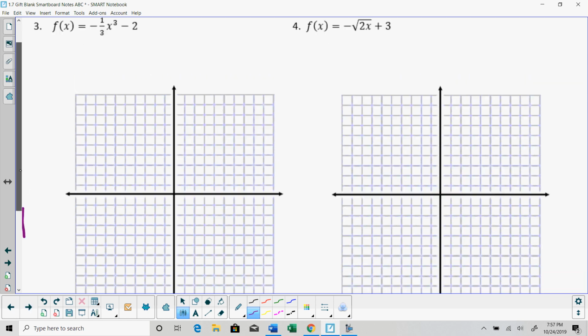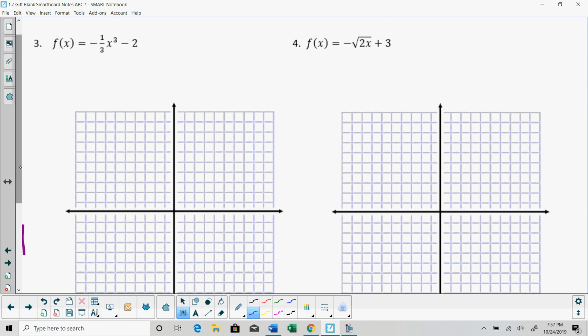Let's try number 4. With number 4, the parent function is f of x equaling square root of x, and with that, hopefully you know that square root of x goes through 0, 0, 1, 1, the square root of 4 is 2, the square root of 9 is 3, and so we're getting this as our parent function. All right, and now I see again 3 transformations that I'm going to have to identify.